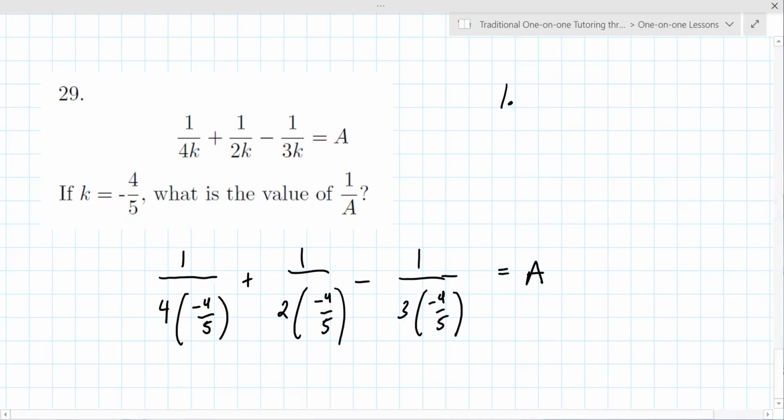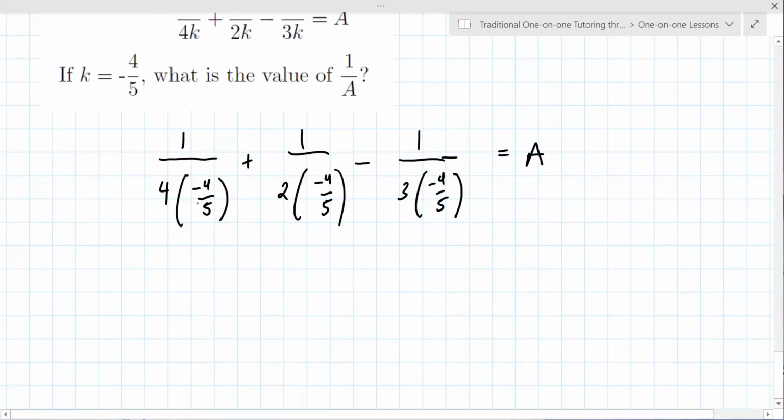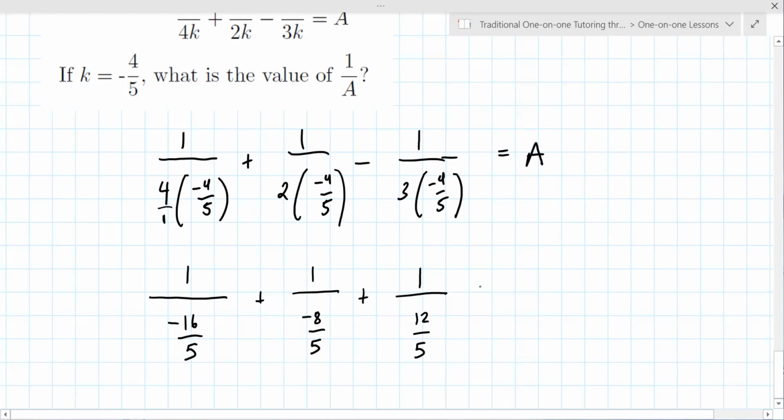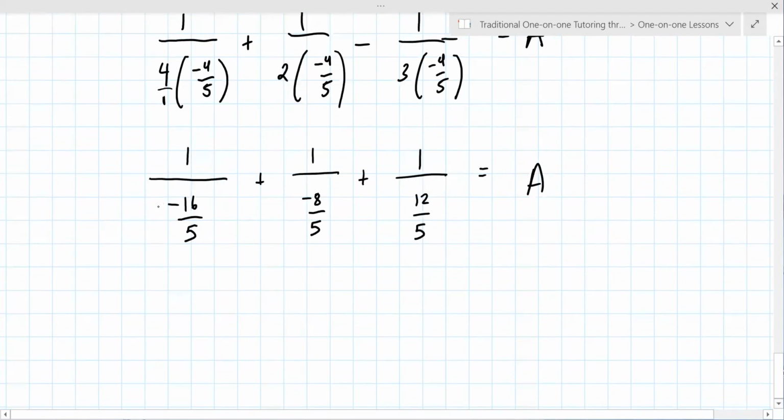Okay. So in the denominator here, you multiply the tops. So it's 1 over negative 16 over 5 plus 1 over negative 8 over 5. And then this negative could go with this negative, which I would probably do at some point. It becomes 12 over 5. Okay. And then this is a question for you. What do you do when you have a fraction in the denominator? Do you recall how to simplify that?